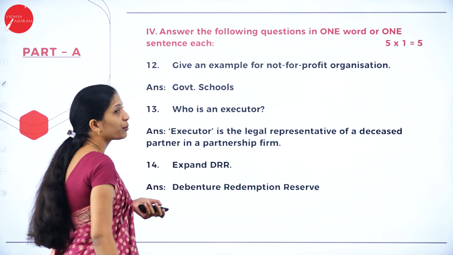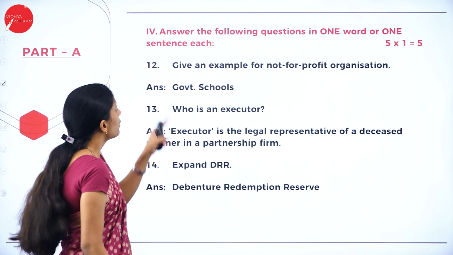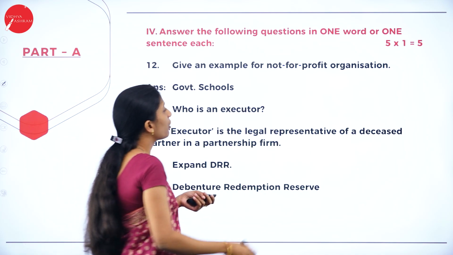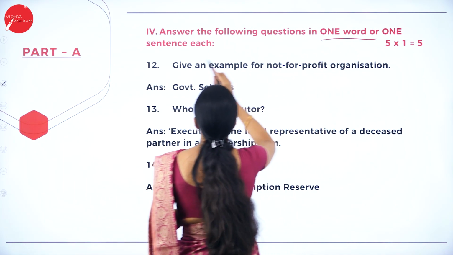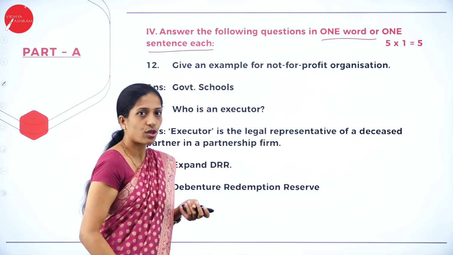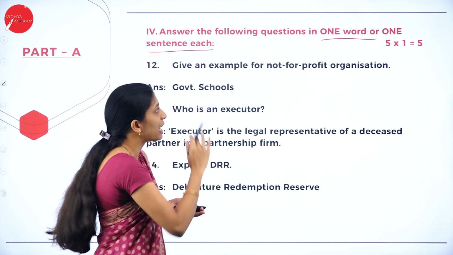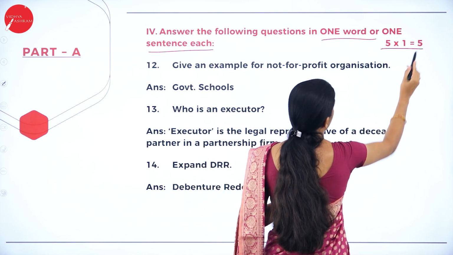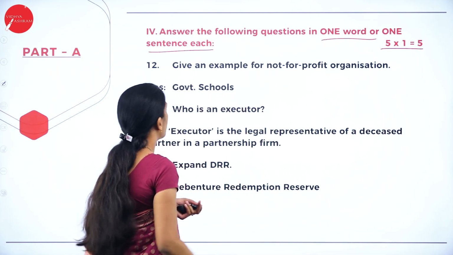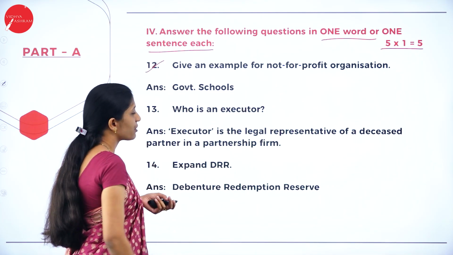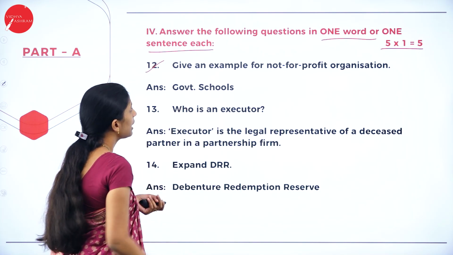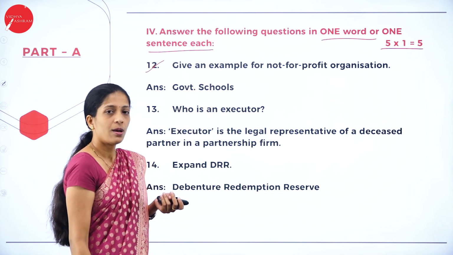Now coming to your fourth main under part A itself. Answer the following questions in 1 word or 1 sentence each. So you have to answer in 1 word or 1 sentence, where they'll ask you 5 questions. Each question carries 1 mark. Okay, so go through the first question what they have asked here. That is your 12th question. Give an example for a not-for-profit organization.